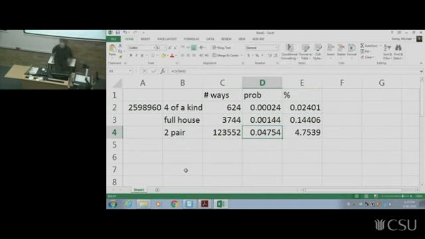And so you can see the numbers getting bigger. So these are more common. And so the probability of getting 2 pair is almost 5%. So if you play 20 games, you'd expect one of those games to have a 2 pair being dealt immediately.